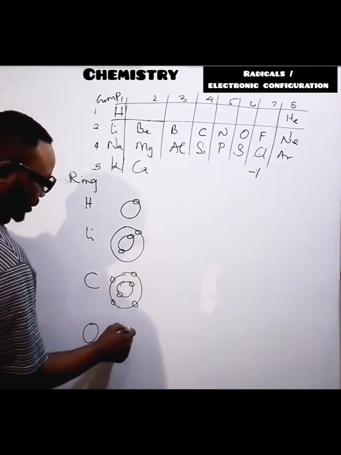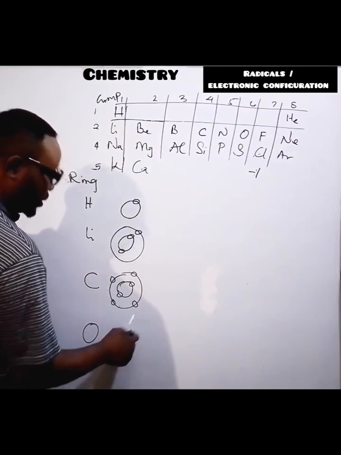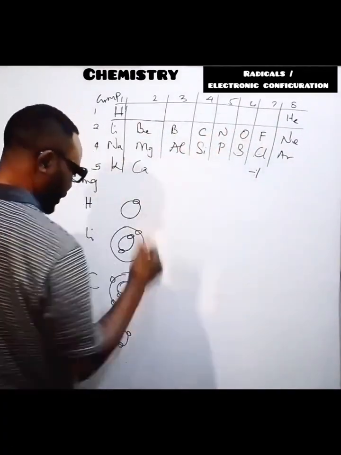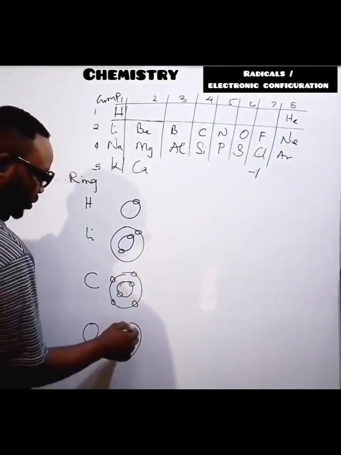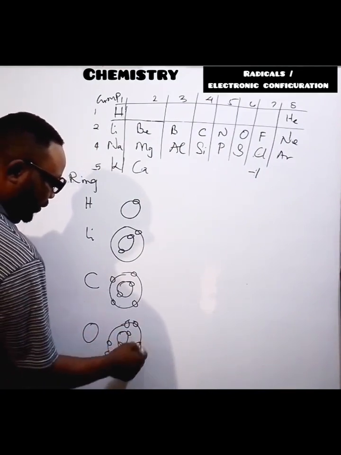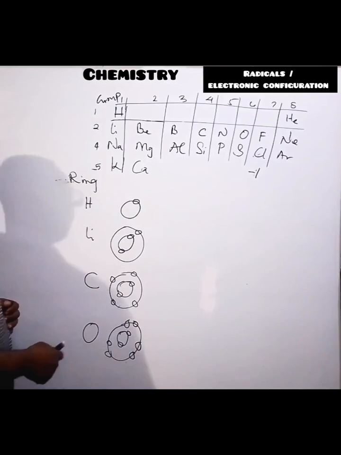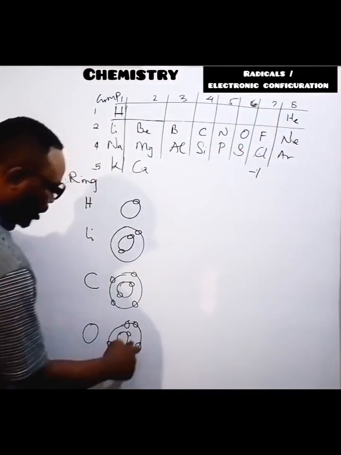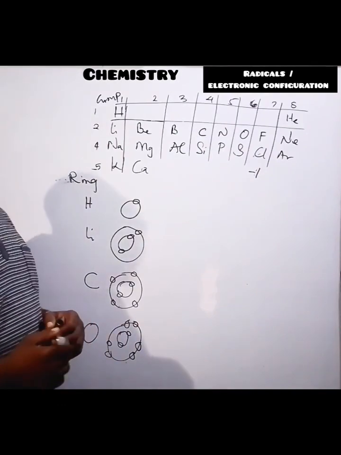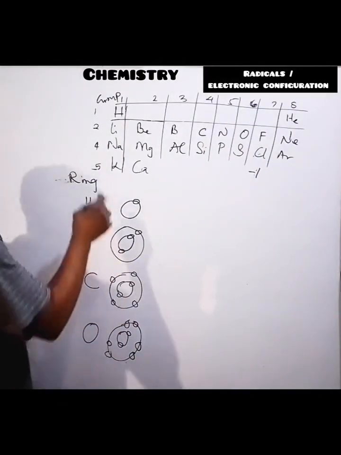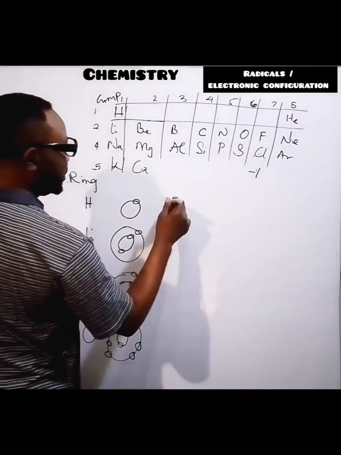Oxygen, you're going to have 2. Oxygen is 1, 2, 3, 4, 5, 6, 7, 8. So this one is 2 already. We're having 6 more. 1, 2, 3, 4, 5, 6. Oxygen is also found in group 6, and the number of electrons in the outermost shell is also 6. Now, I take sodium.